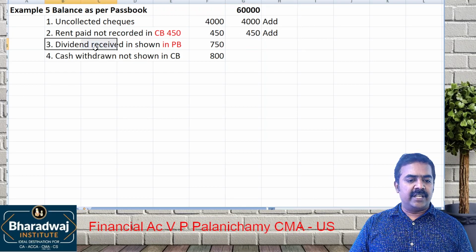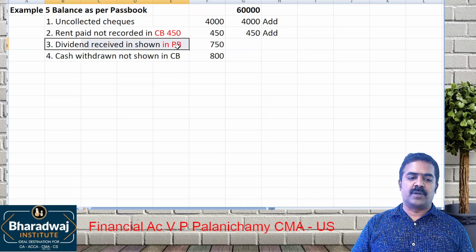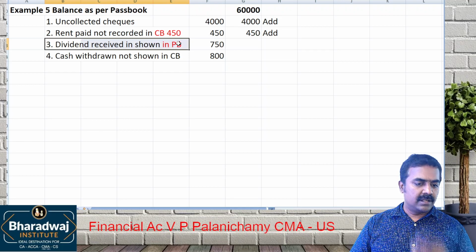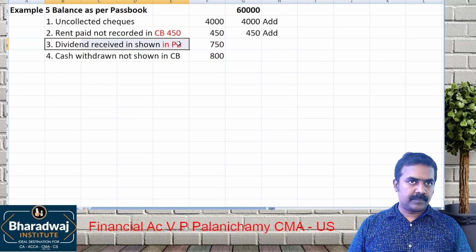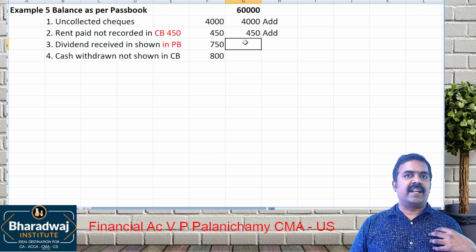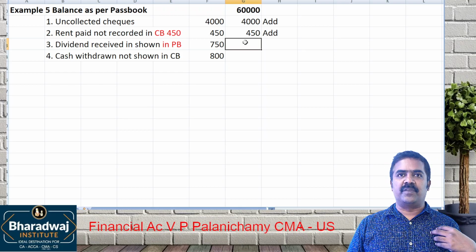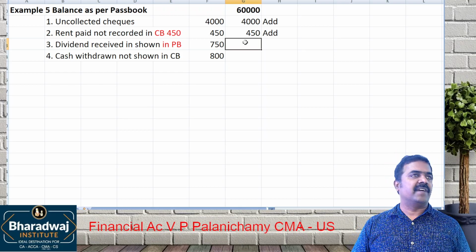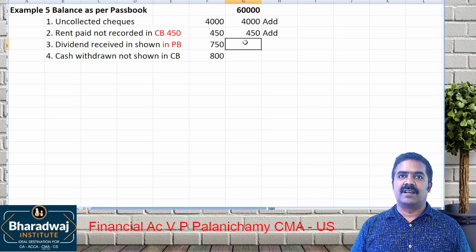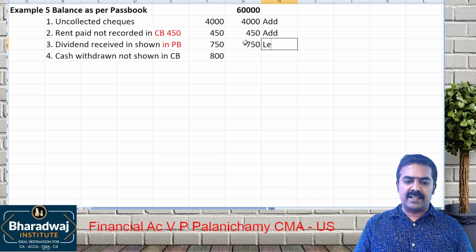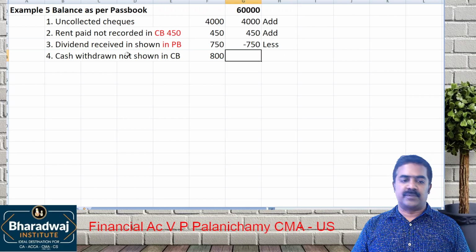Okay. Dividend received not shown in passbook only. Dividend received shown in which one? Passbook only. We have added dividend received. We have recorded it in the passbook, means we have added in passbook. Has the customer added? No. What to do? 750 minus. We have added, customer not added, so minus 750.